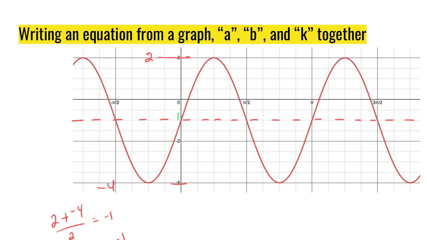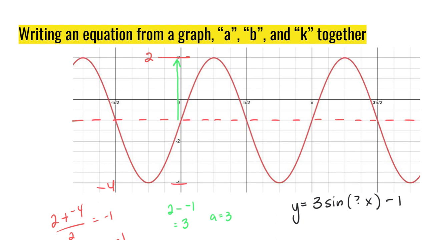My amplitude goes from midline and up. 2 minus my midline of -1 gives me an amplitude that's equal to 3. So I'm going to start being able to fill in some values where I know that I have y equals 3 times the sine of something x plus -1. Or I should just say -1 there. So let me erase that. -1.